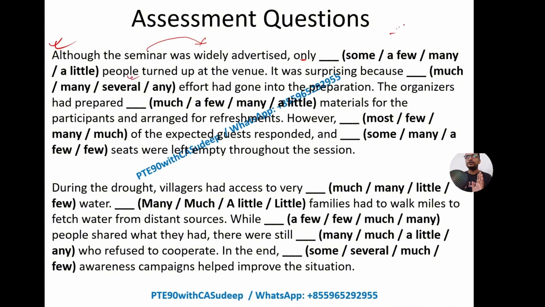Few is like almost zero. A few is like maybe some, one or two. So, in the context of few: a few people turned up at the venue, because some cannot come, a little cannot come. And then they turned up at the venue.